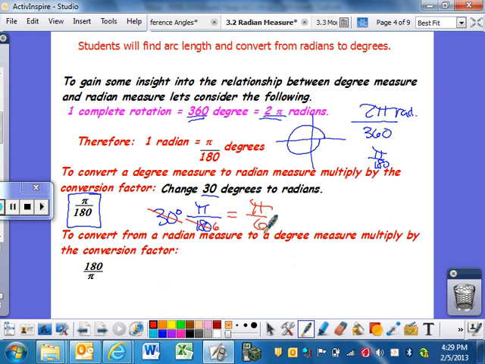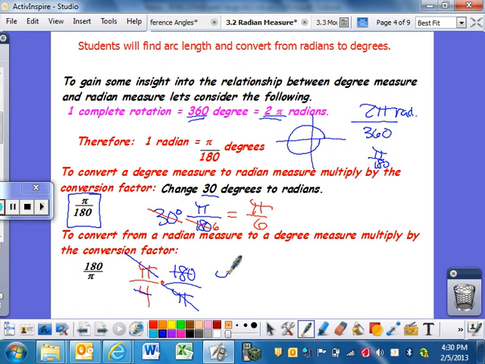If I want to work backwards, let's say I give you pi over 4, just for the fun of it. Okay, if you have pi over 4, and you want to go back to degrees, well, if I look at my circle, I know pi over 4 is 45. How do I get there? 180 over pi. The reason I have pi on the bottom, I need my pi's to cross out.